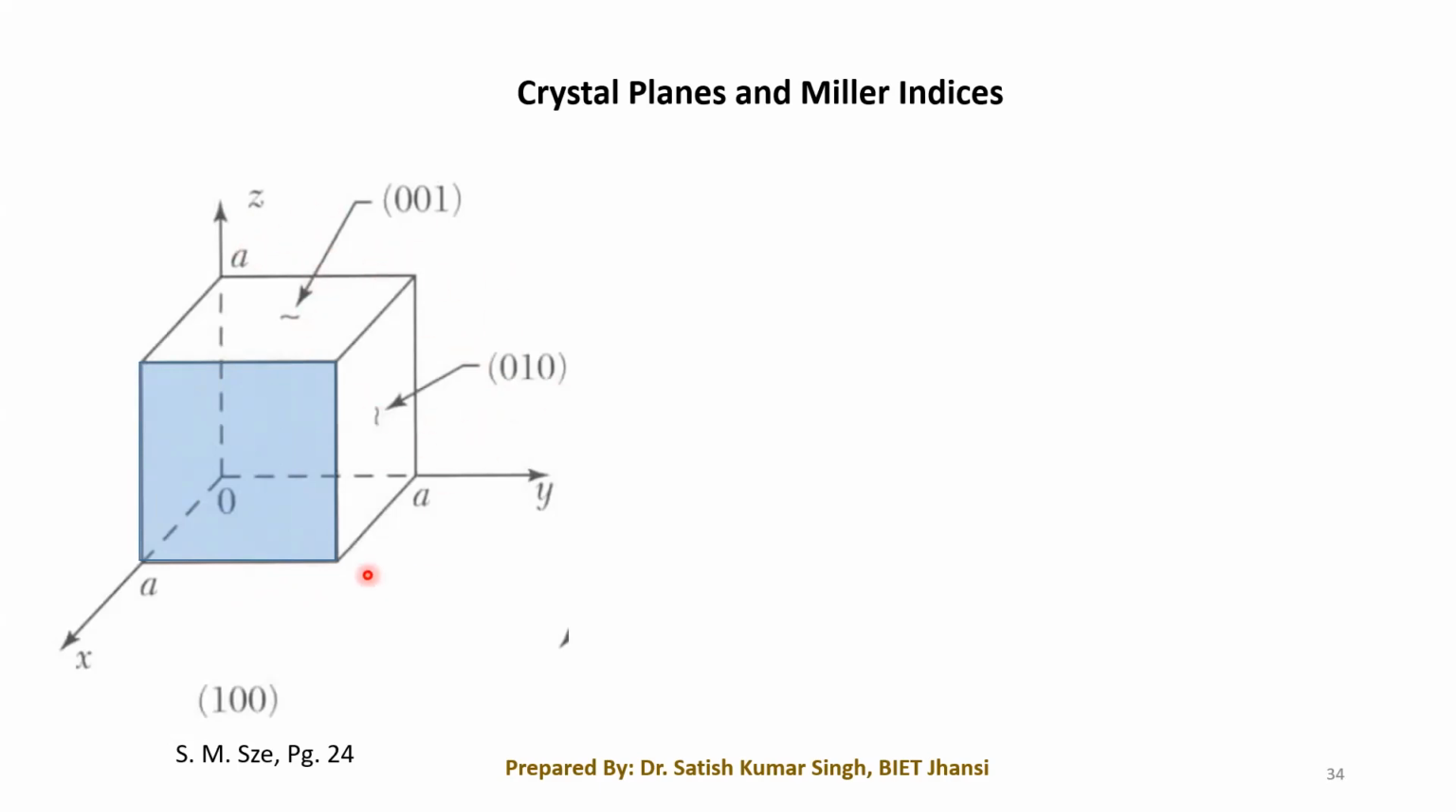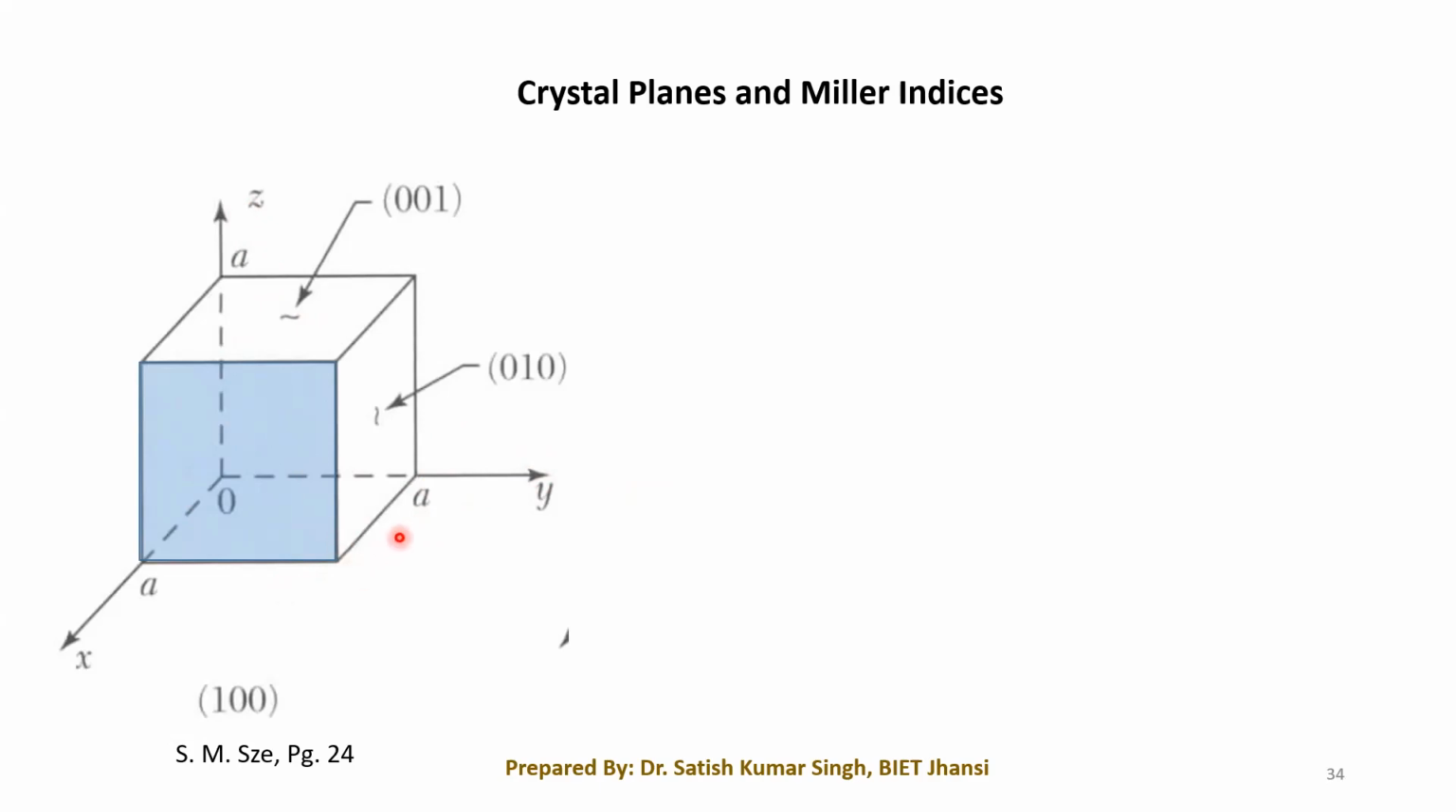So what we can see is this particular plane is cutting the x-axis at a distance of a. Fine. Now, if we talk about the intercept with the y-axis or the z-axis, since it is parallel to the y-axis and the z-axis, the intercept will be infinity, in both the directions.